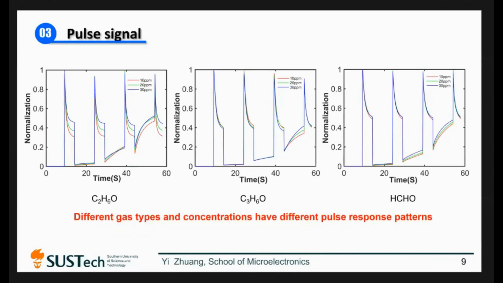Furthermore, we obtained the power signals for 3 different gas types and concentrations. We noticed different gas types and concentrations have different pulse response patterns. But it's still hard to obtain specific gas type and concentration information directly from the pulse signals. Therefore, machine learning is introduced here to learn the pulse signal features for concentration estimation and gas type identification.